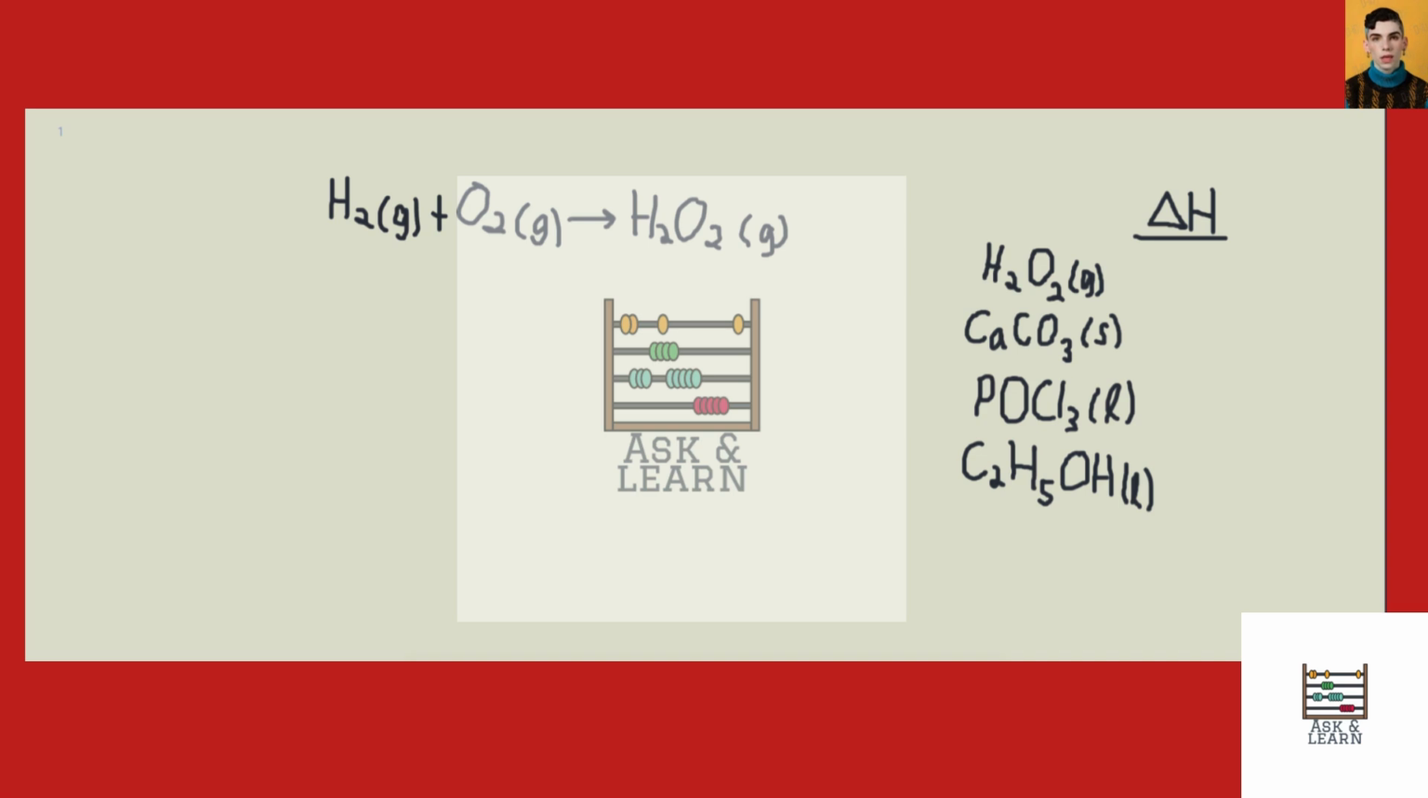And if you look at Appendix C, you can find the delta H of formation of these compounds, and that is going to be negative 136.10 kilojoules per mole.